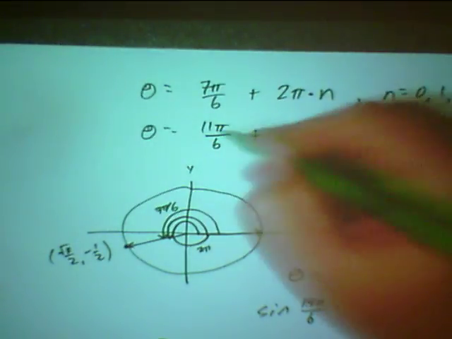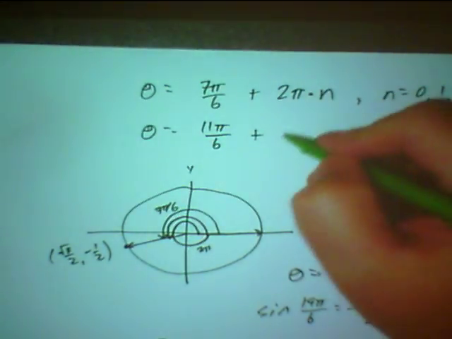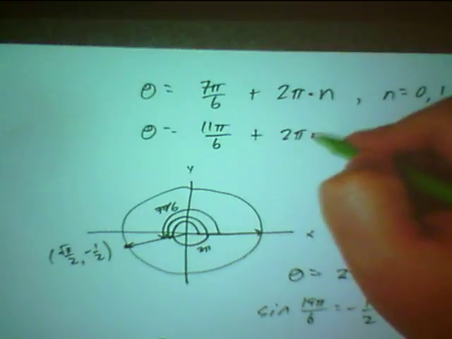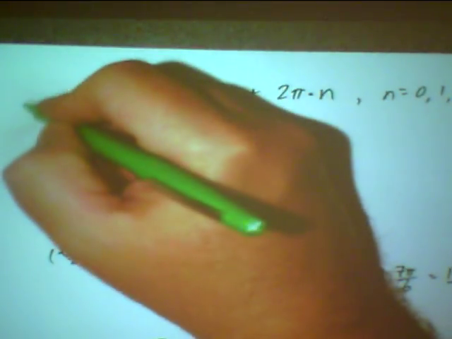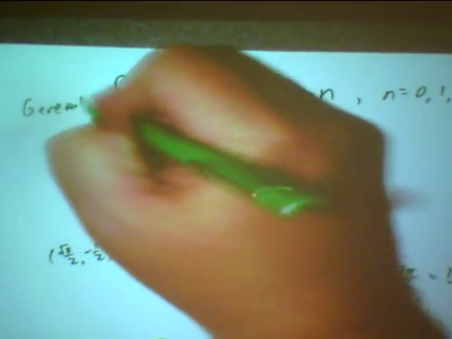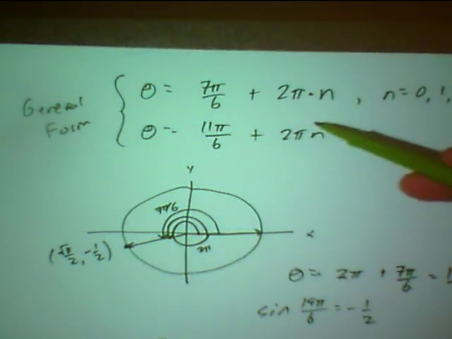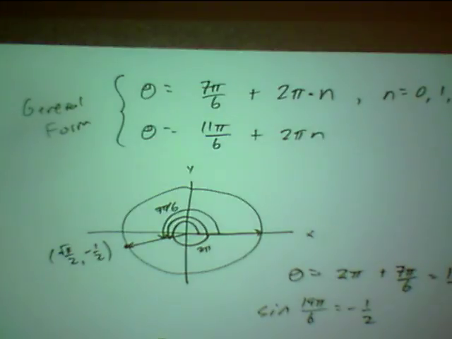And I can do the same thing for 11 pi over 6. I simply have to add 2 pi n. And this is what they're talking about when they ask for the general form of the equation, or they're basically saying find all the solutions for any value of theta, theta between negative infinity and infinity.